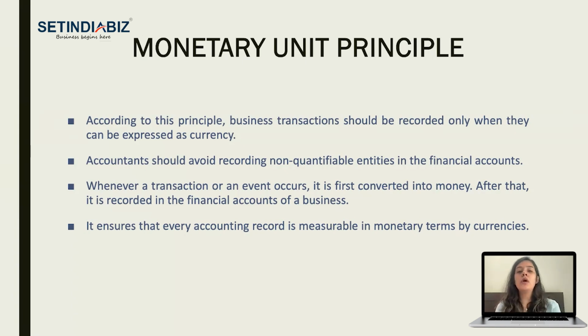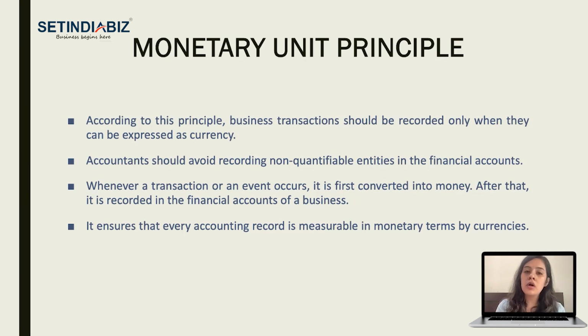So for example, we are having the sale of our units, right? So they can be accounted in rupees, so we will be recording them, right? Only those transactions which can be quantified in terms of rupees can be recorded. After that, it is recorded in the financial accounts of a business. It ensures that every accounting record is measurable in monetary terms by currencies, right? So whatever transaction is occurring, that can be quantified, that can be recorded in monetary terms. Only those transactions have value in accounting.